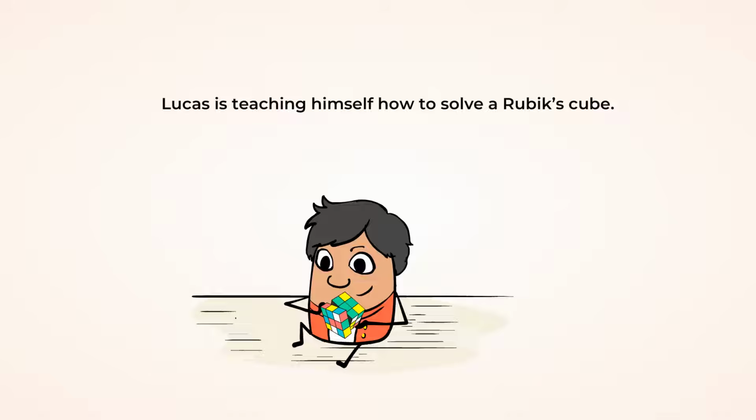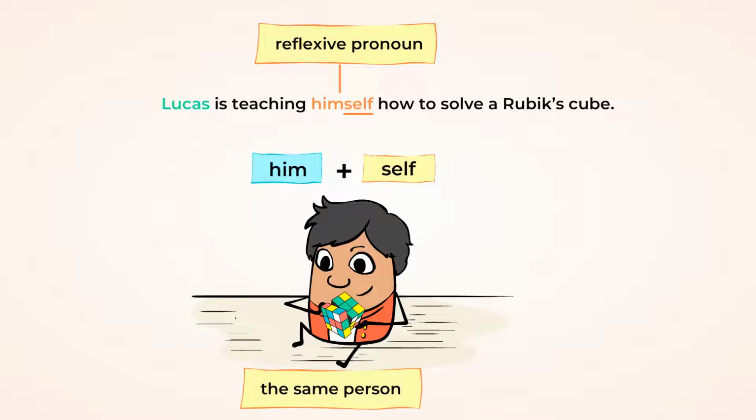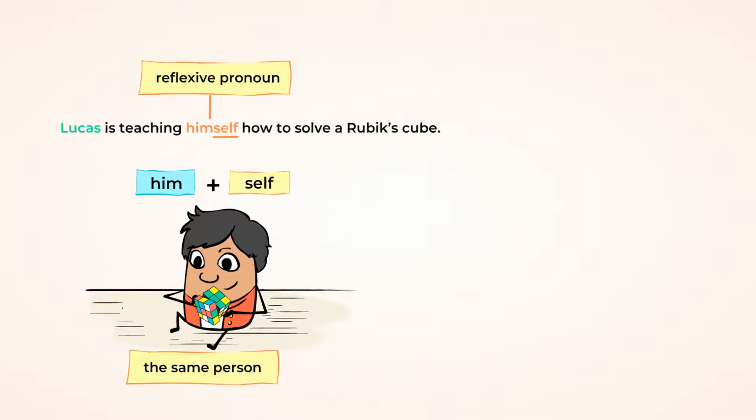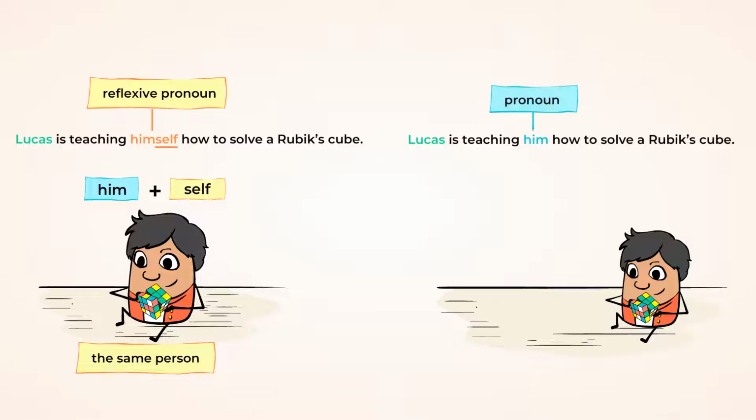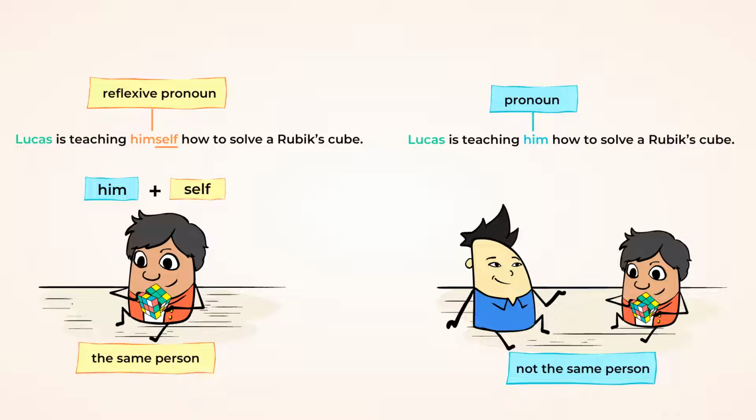Let's check out another example. Lucas is teaching himself how to solve a Rubik's Cube. Where is the reflexive pronoun? It's the one with the word self in it, himself, because Lucas is teaching Lucas, who is the same person. We need to use a reflexive pronoun. If we just use the word him, Lucas is teaching him how to solve a Rubik's Cube, that would mean he's teaching a different person, like Chen.